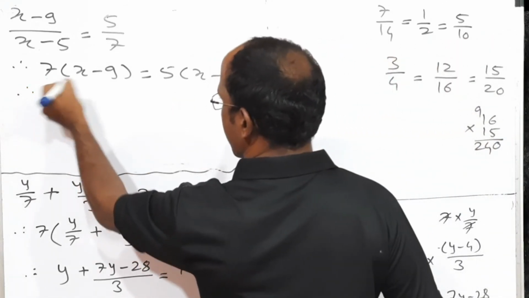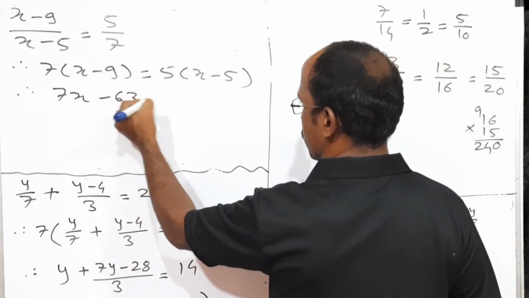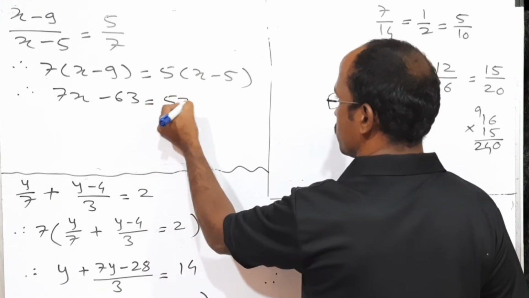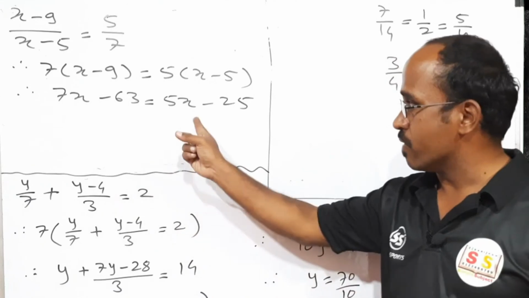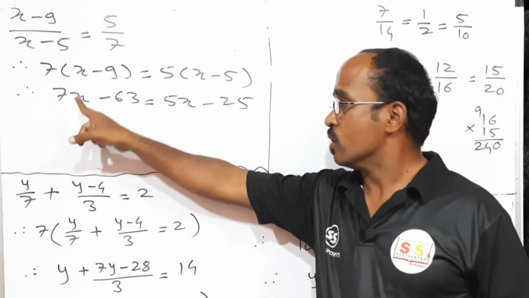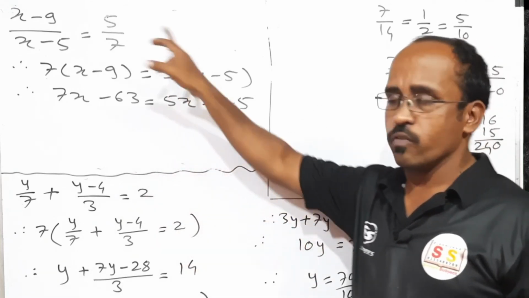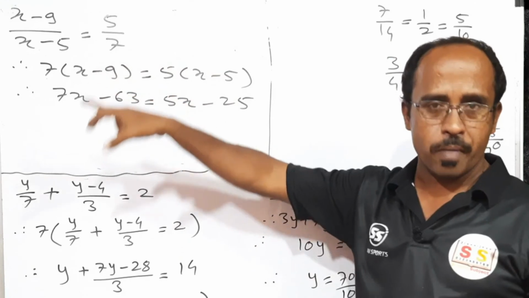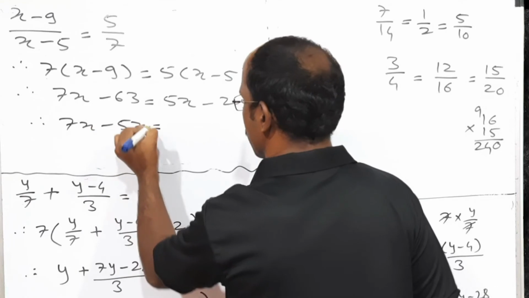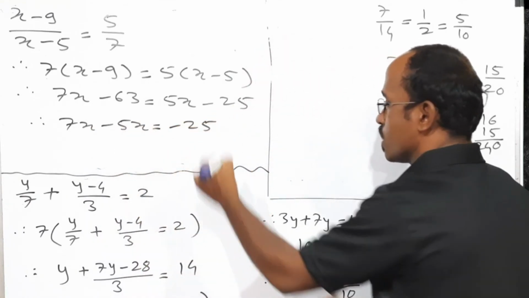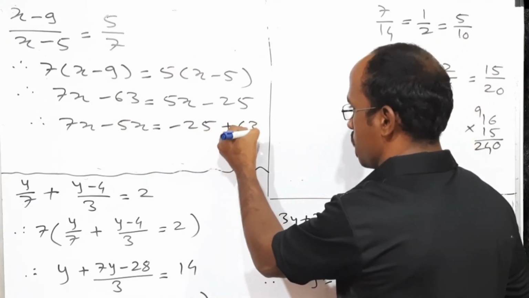So that is equal to 7 into x, 7x, 7 into minus 9, minus 63, which is equal to 5 into x, 5x, 5 into minus 5, minus 25. Collect the variables on one side. So 7x and 5x, let's keep them on the left hand side. 5x will change the side and it will turn into minus 5x. Therefore 7x minus 5x is equal to minus 25. This minus 63 will change the side and will become plus 63.